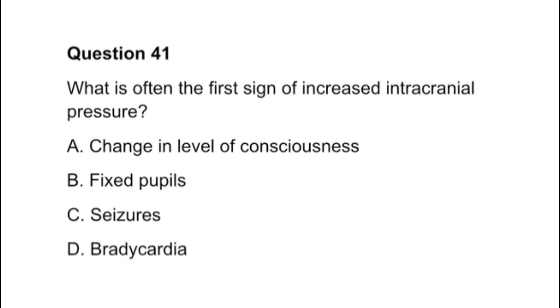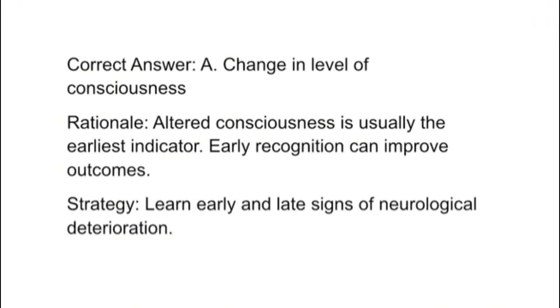Question 41. What is often the first sign of increased intracranial pressure? A. Change in level of consciousness. B. Fixed pupils. C. Seizures. D. Bradycardia. Correct answer: A. Change in level of consciousness. Rationale: altered consciousness is usually the earliest indicator. Early recognition can improve outcomes. Strategy: learn early and late signs of neurological deterioration.